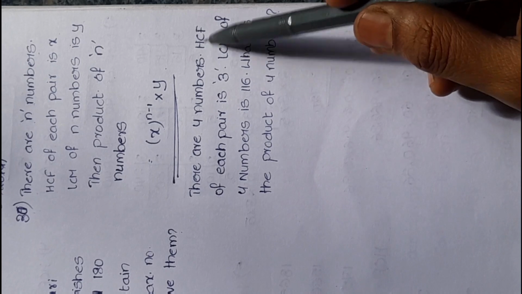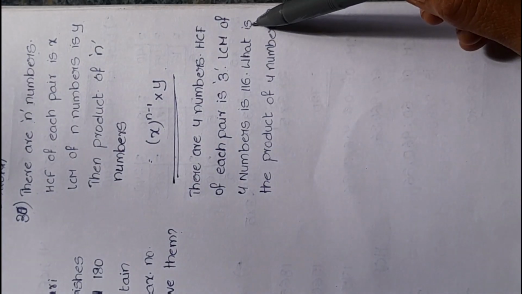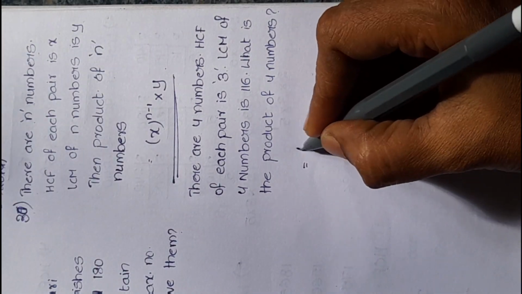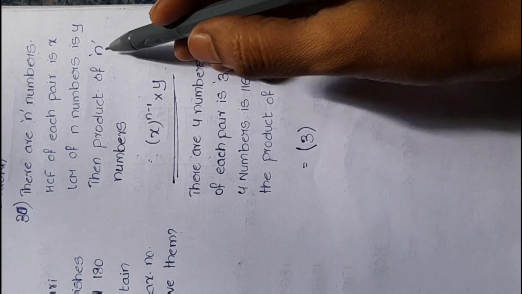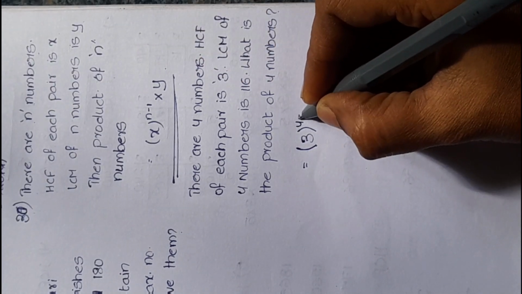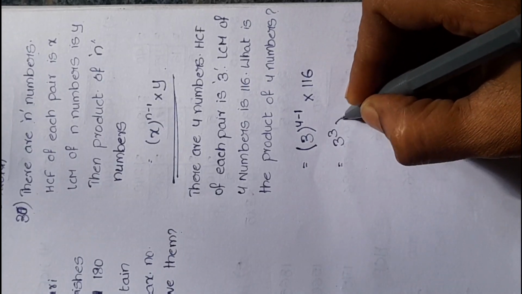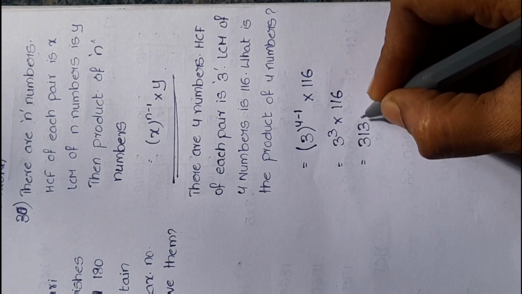There are 4 numbers. HCF of each pair is 3. LCM of 4 numbers is 116. What is the product of the 4 numbers? We get the product of the numbers by using the above formula. x is the HCF, that is 3, power n, n is 4 here, 4 minus 1, LCM is 116. 3 power 3 into 116. We get 3132.